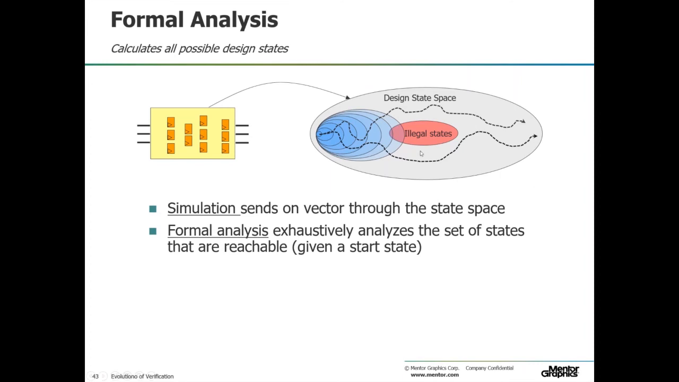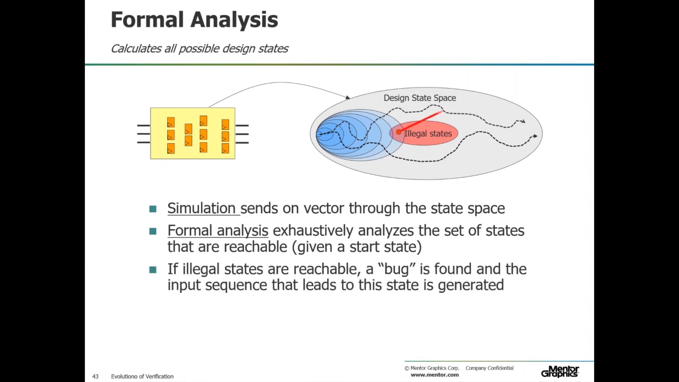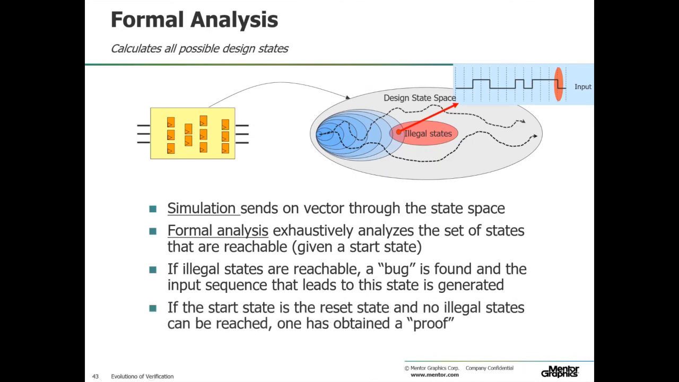If the design goes into some state that violates one of the properties that I have stated about that design, it will then say, you've entered an illegal state, and this is how you get there. So this is the stimulus that you would put on that would get you into this illegal state. So that's formal versus simulation.